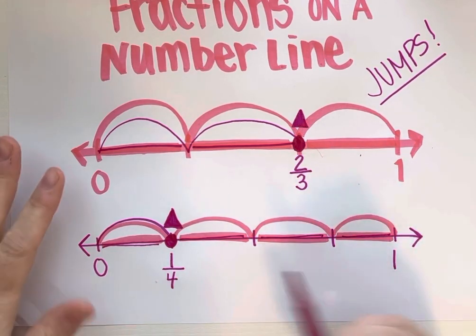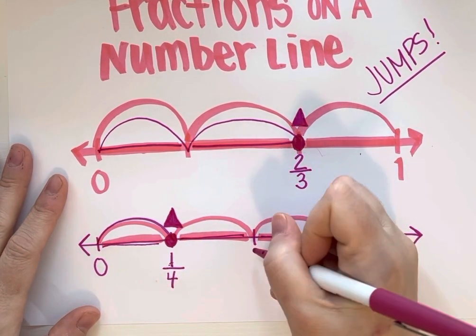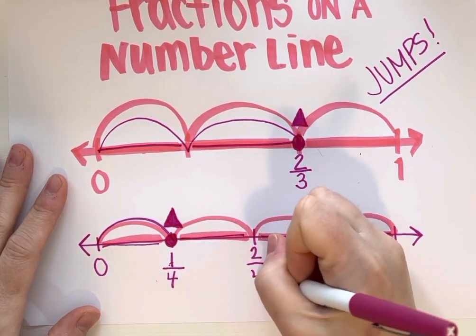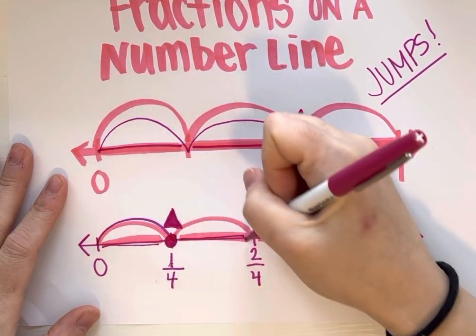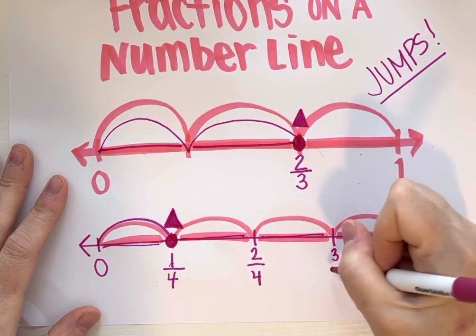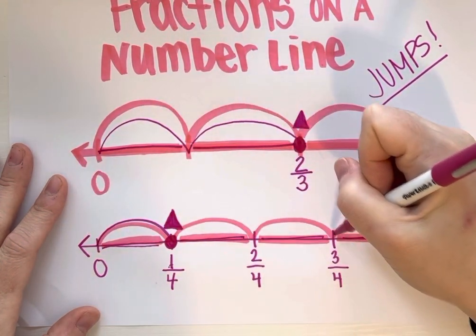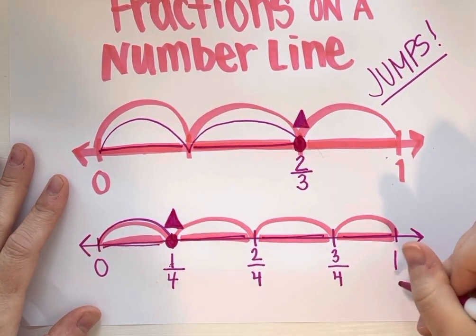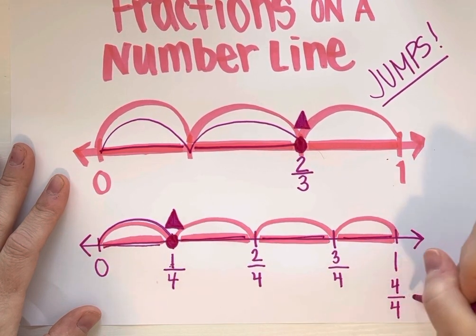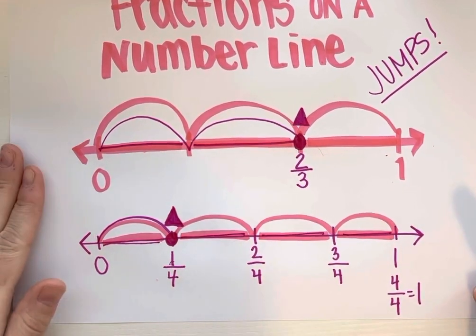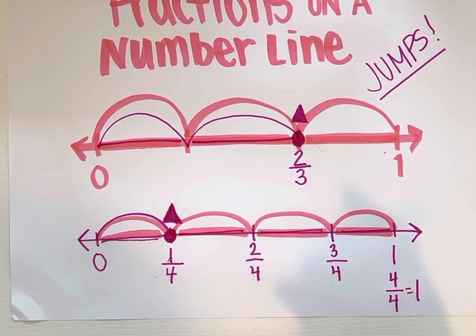If I wanted to keep going, this would be 1/4. That means the next jump would be 2/4. The third jump would be 3/4. And the final jump would be 4/4 or 1 whole. So this was finding fractions on a number line.